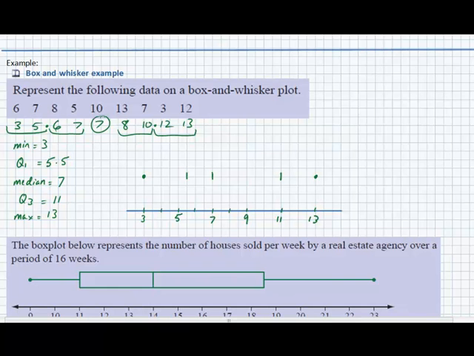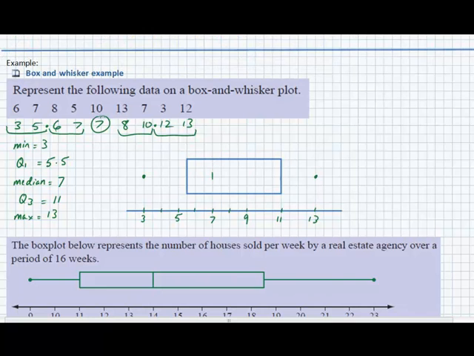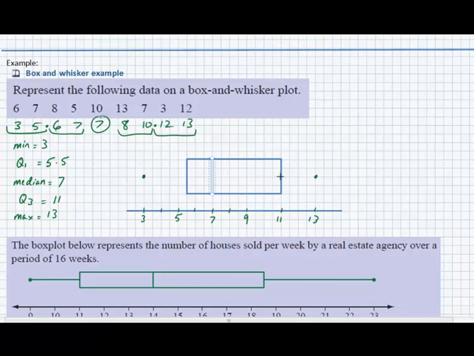So to finish it off, we just need to draw in our box for our box and whisker. So if we just put it around the middle there, draw the line in for the median at 7. And also draw our whiskers in. So our whiskers must join our box to our endpoints. Okay, and there we have our box and whisker plot.